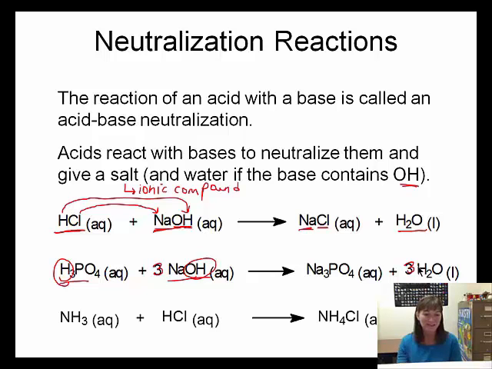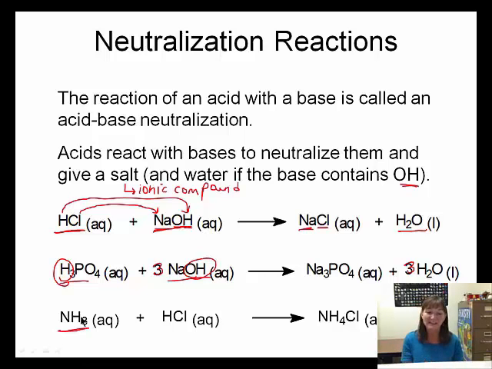My last example has ammonia in it. It doesn't matter on the left side, on the reactant side, whether you write the base or the acid first. So here's an example where I'm writing my base first and the acid second. So ammonia does not have a hydroxide to give. So what ammonia does, because it's a base, is that instead of donating a hydroxide ion, it's going to accept a hydrogen ion.